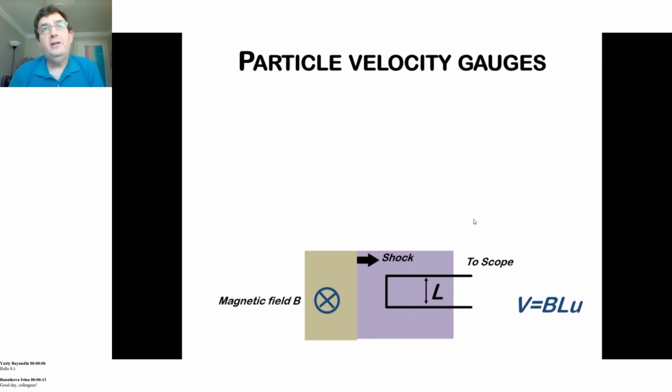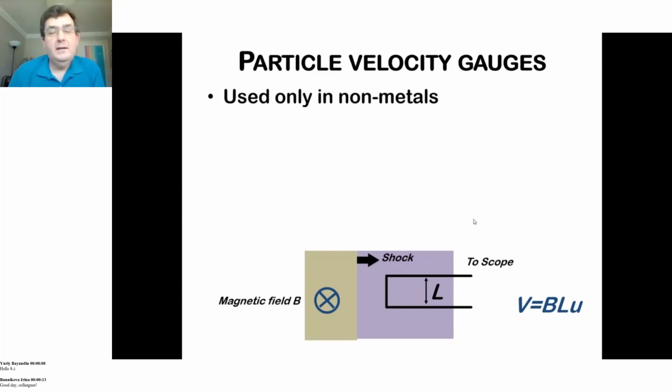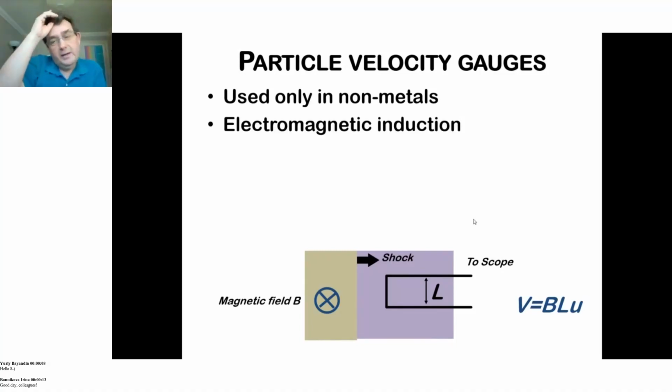These are very, I'm going to say old-fashioned, but these were amongst the first type of gauges to be used in shockwave studies. And they're used in non-metals because you have to get a magnetic field going through a wire, and you measure a voltage, and it's using electromagnetic induction. So the key equation there is voltage equals magnetic field strength times length of gauge times velocity. So this is a very simple equation of electromagnetic induction. We like that kind of simplicity.